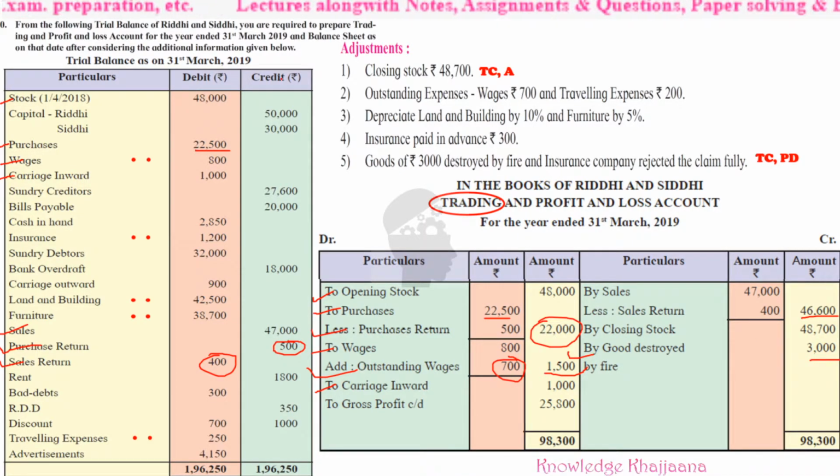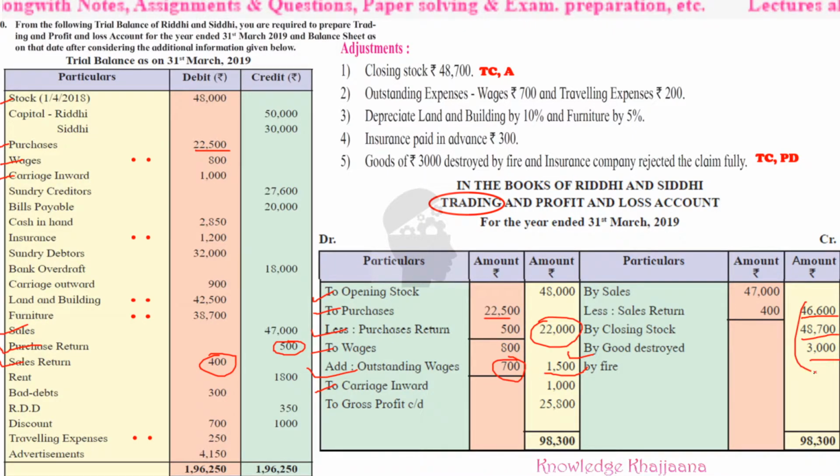And our favorite adjustment, that is adjustment number 1, the closing stock. So we have to record the closing stock also. One entry of the closing stock, that is 48,700. So we have to record closing stock amounting to rupees 48,700. So with this you have completed recording of all the items to the trading account. Now we'll close the trading account.